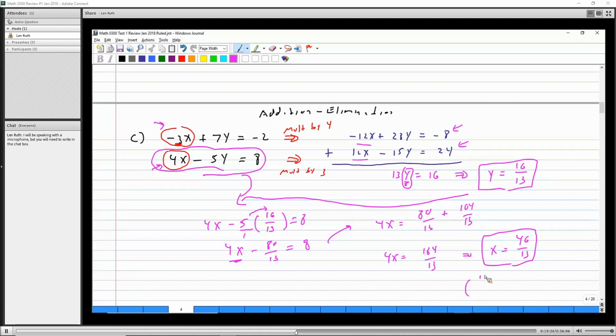This one's a little messy. Don't let that bother you. It's the idea on the addition elimination that's really critical, not the messiness of the details here. So as an ordered pair, it's this. This one's a little tougher to check because it's kind of messy. But if you plug it into the original system, it should be true.